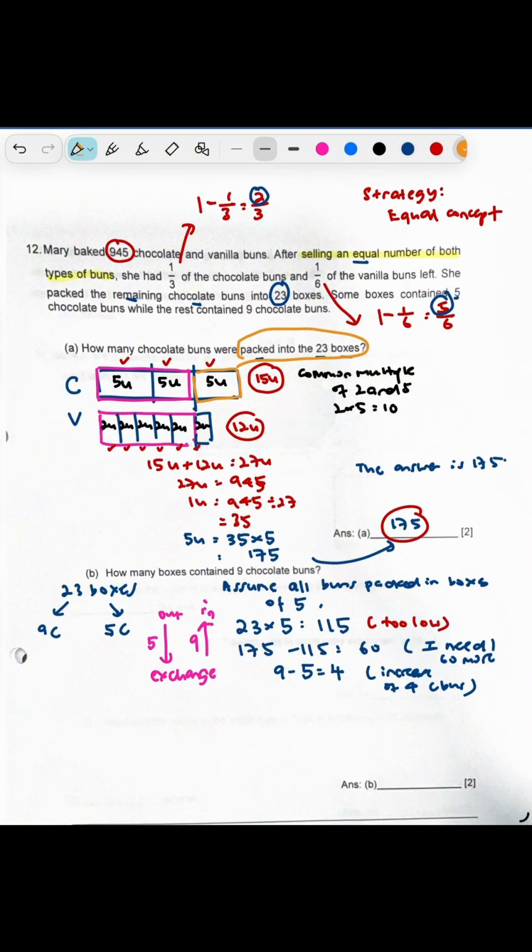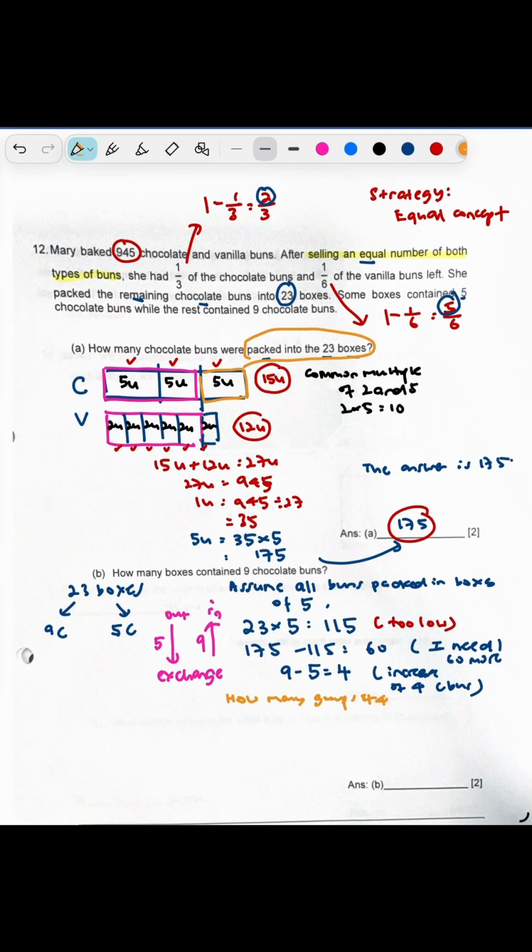So how many groups of 4 are there in 60? And then we divide. We divide 60 by 4, we get 15. This 15 means I put in 15 boxes containing 9 chocolate buns and take out 15 boxes containing 5 chocolate buns.